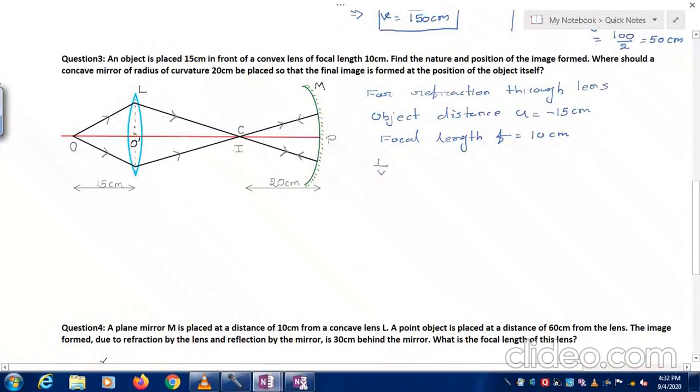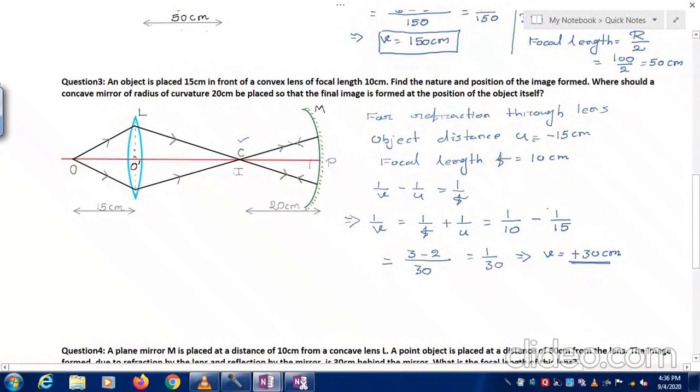See, according to the lens formula, 1 by V minus 1 by U is equal to 1 by F. This implies 1 by V is equal to 1 by F plus 1 by U. So this is equal to 1 divided by 10 minus 1 divided by 15.